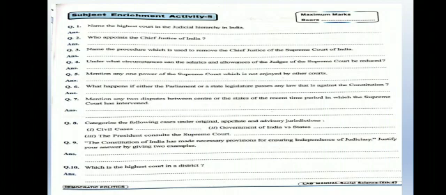Then question number 8 is: categorize the following cases under original, appellate and advisory jurisdictions. So 3 cases are here. You have to write down whether these cases are original, appellate or advisory jurisdictions.